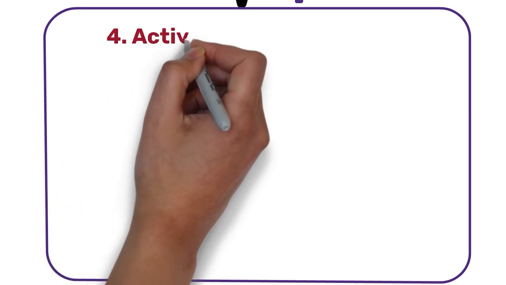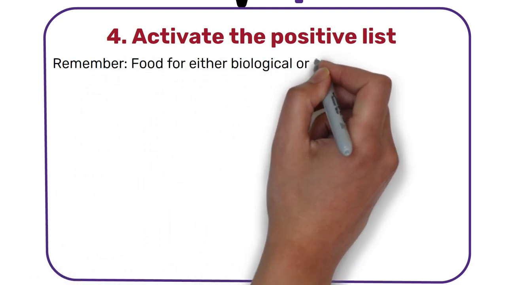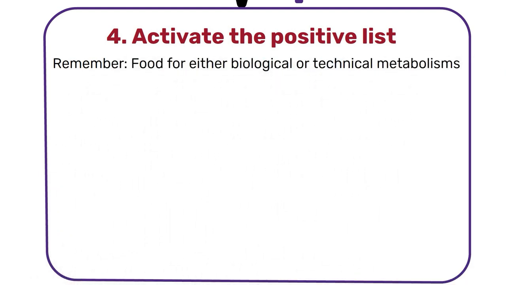Step 4. Activate the positive list. Here's where redesign begins in earnest, where we stop trying to be less bad and start figuring out how to be good. Now we set out with eco-effective principles so that the product is designed from beginning to end to become food for either biological or technical metabolisms.